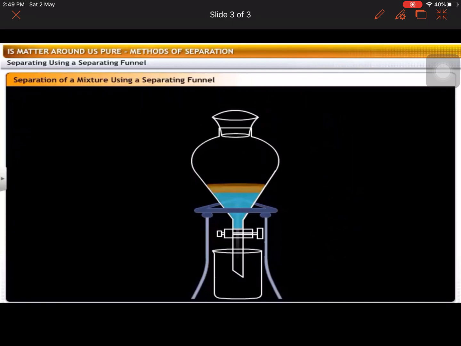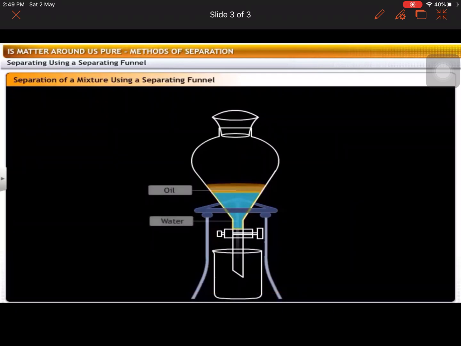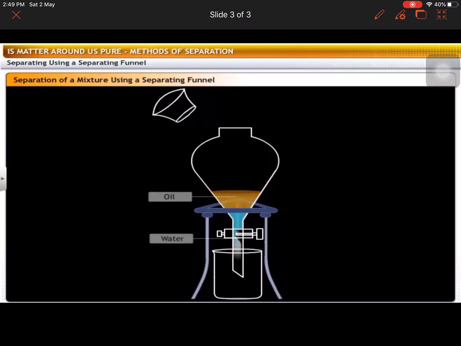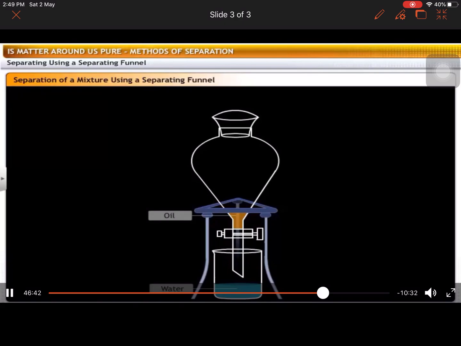This is a very easy separation technique. Two layers separate out. Oil being lighter forms the top layer and water forms the lower layer. Remove the stopper and open the tap to run the water layer into a beaker. Right? You will be left behind with just the upper layer of oil.